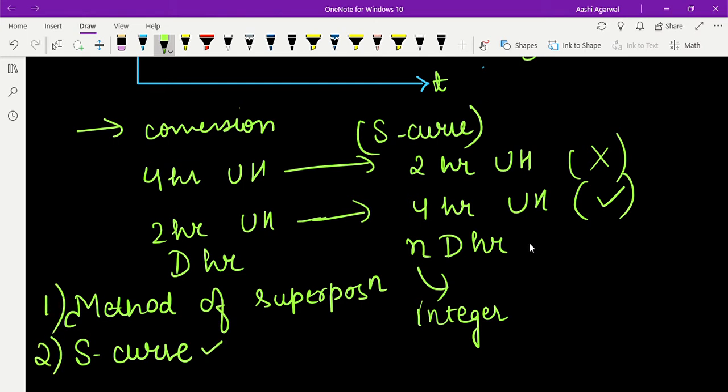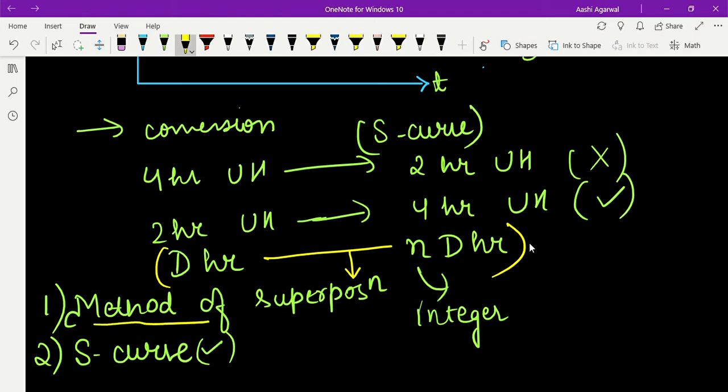S-curve is a broader aspect where I can generate any duration unit hydrograph from a given unit hydrograph. So I can generate integral values, I can generate fractional values, for anything, like from 2 to 6, from 6 to 2, both I can do. But in superposition, I can only do from 2 to 6. That means from a 2-hour unit hydrograph, I can find out the 6-hour, the 12-hour, which are the multiples of 2. So please make a note that this one is done by method of superposition.